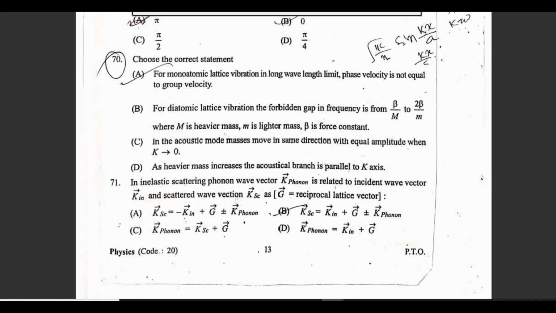Coming to option D, it is given that as the heavier mass increases, the acoustical branch becomes parallel to the k-axis. So when the heavier mass, that means m2, increases, does the branch become parallel to the k-axis? We have to see whether d omega by dk becomes 0, because only in that case can we say it is parallel. Now let's see the solution.